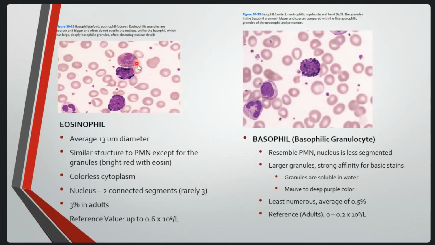Another one is our basophil, or the basophilic granulocyte. Here, it also resembles the neutrophil, but the nucleus is less segmented. It has larger granules, which have a strong affinity for basic stains. These granules are also soluble in water and can have a mauve to deep purple color. They are the least numerous with an average of 0.5%. So actually, the reference is 0 to 0.1 or 0.2 times 10 to the 9.